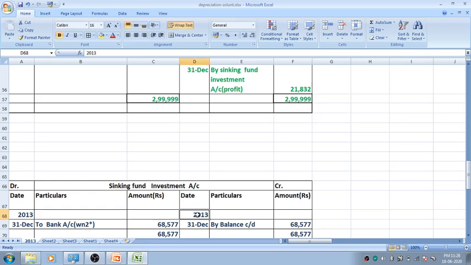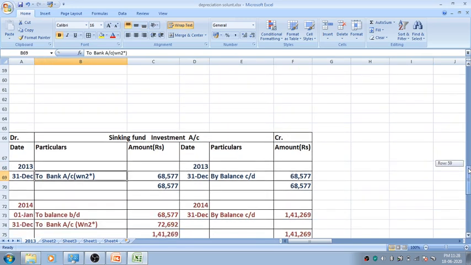Now here you write the dates and write the entry. On 31st December 2013, okay. After calculating the depreciation amount, after knowing the depreciation amount, in the first year, an amount of investment will be equal to depreciation. Whatever is your depreciation amount will be invested in securities in the first year. So it becomes the same amount as equal to the amount of depreciation.